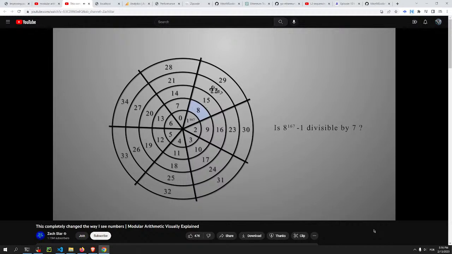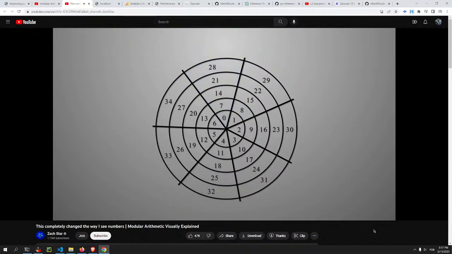Thus 8 to the 167th will give us a value also in that same section, just higher up. Then when we subtract 1, as the question asked, we move one spoke over and land in the one where all numbers are divisible by 7. So the answer to the original question is yes, with no intensive work required. But here's the least intuitive property I'll discuss, which works since we're using a prime number of spokes, or 7 in this case.